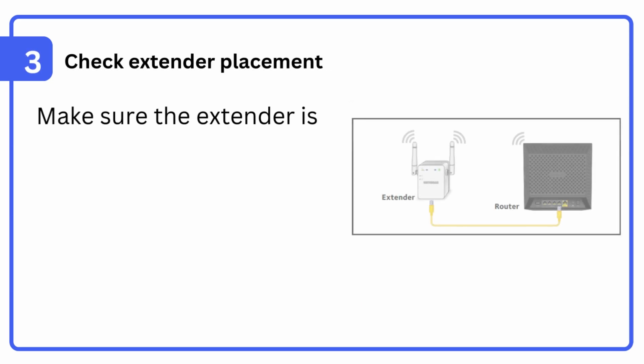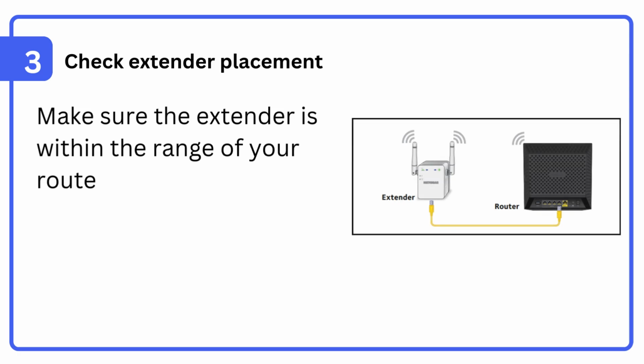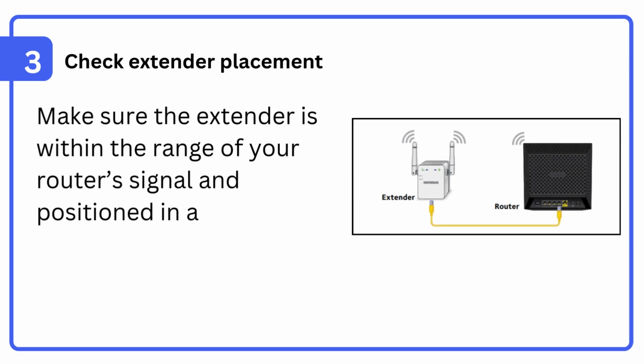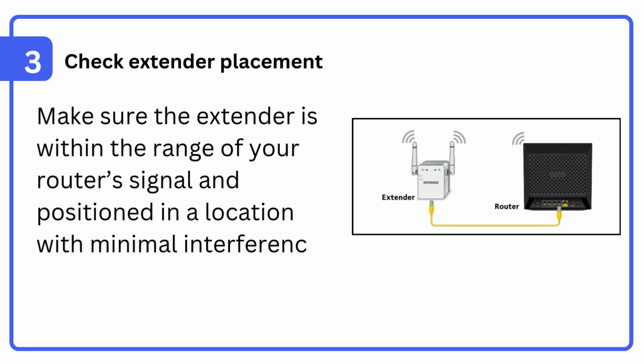3. Check extender placement. Make sure the extender is within the range of your router's signal and positioned in a location with minimal interference.